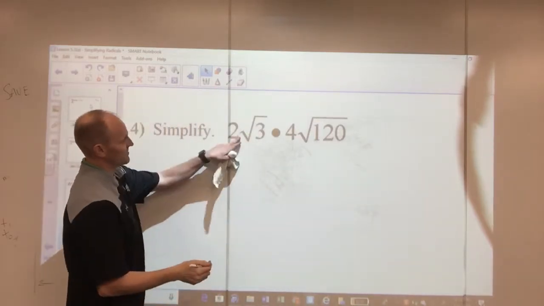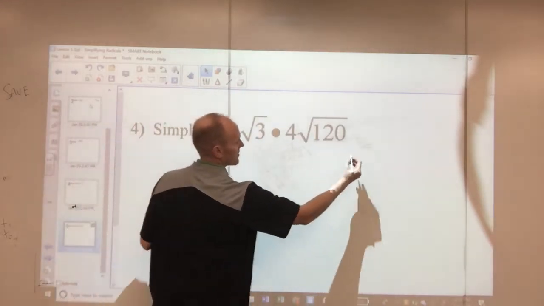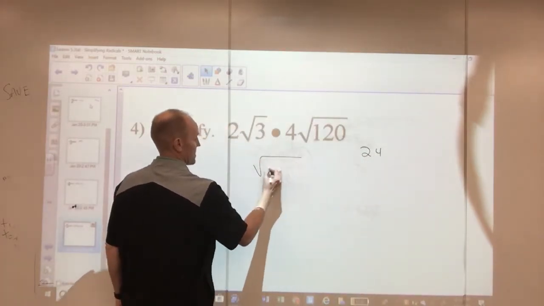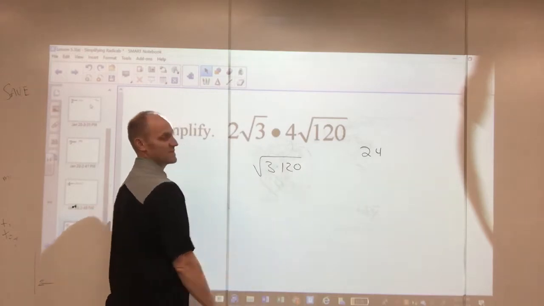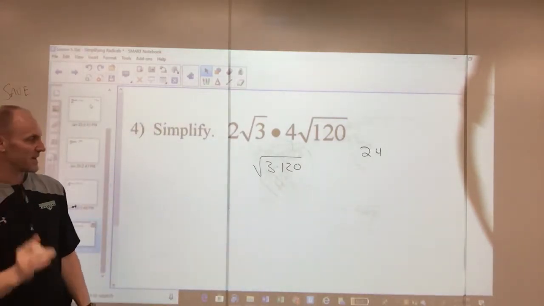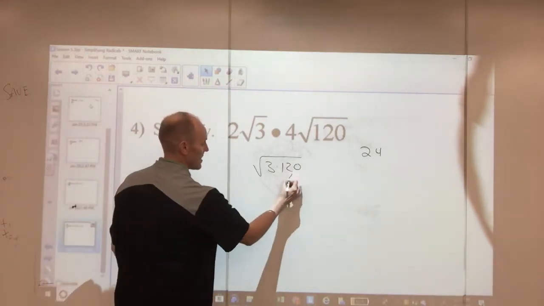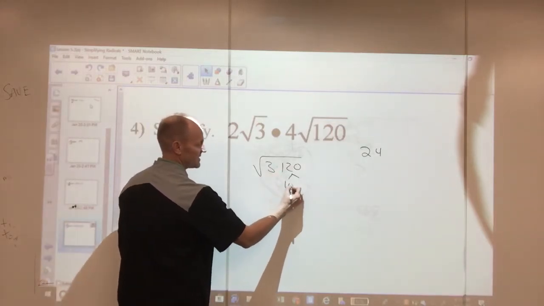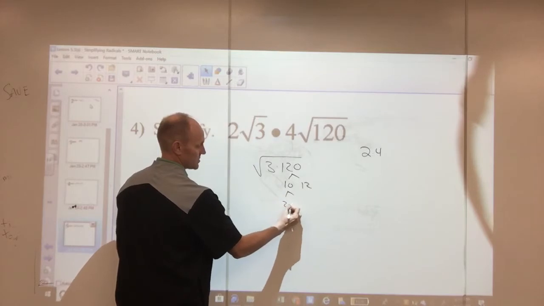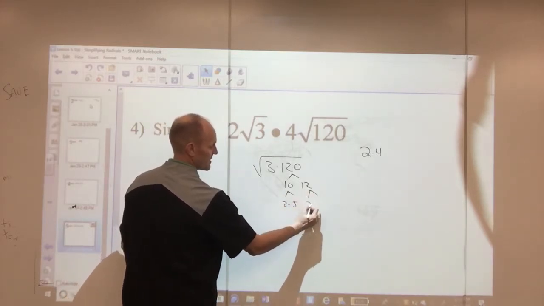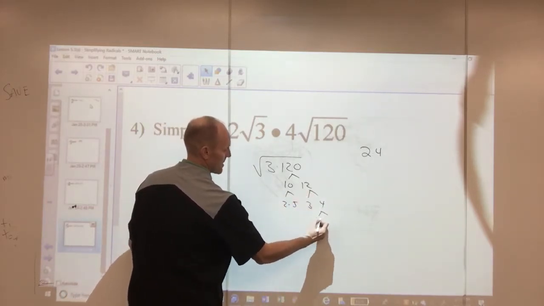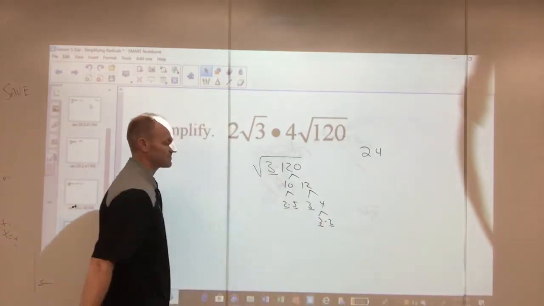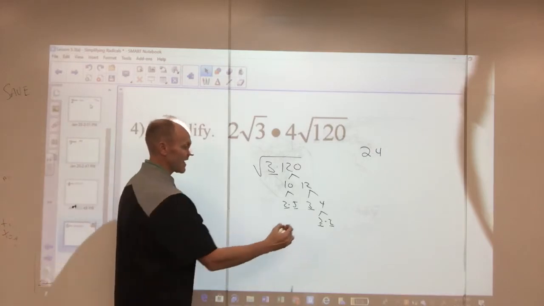All right, so this last one, you'll see the 2 and the 4, they're already on the dance floor. 3 and 120, they stay there, and we got to go ahead and make our tree. 3 we just leave by itself. 120, well that could be 10 times 12, 2 times 5. This would be 3 times 4, and 2 times 2. So you sort of see I've got all my ends here now. So let's look for pairs. Got a pair of 2s.